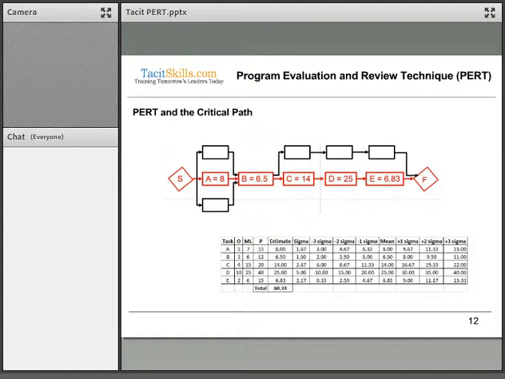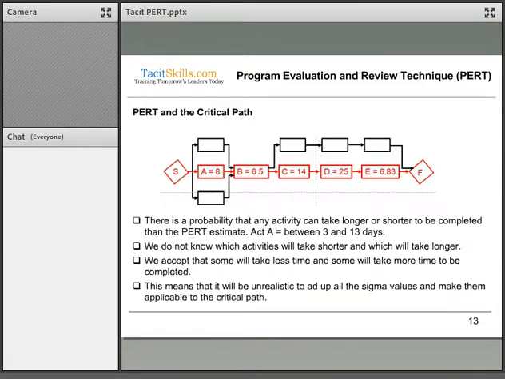The problem is that we do not know which activities are going to be over and which are going to be under this mean. And we need to find a way of taking that possibility into consideration. So we know there's a probability that any of these activities can take longer or shorter. As we saw just now, A would be anything between about 3 and 13 days. But because we do not know which activity is going to take longer and which shorter, we need to come up with a formula or a way of taking that into consideration.